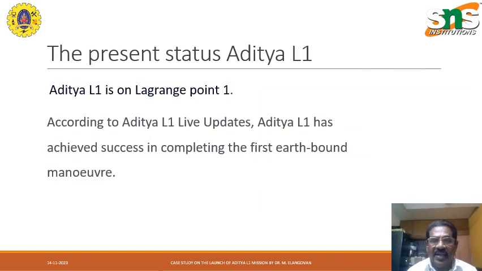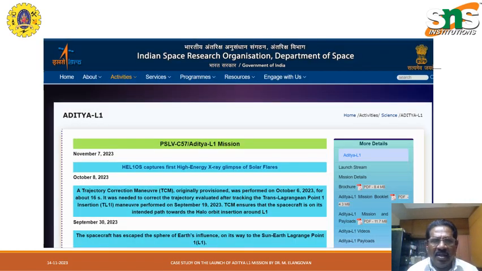and we also went to find out what is the present status of Aditya L1. Aditya L1 is on the Lagrange point 1, and according to the live website given by ISRO, the Aditya L1 has achieved success in completing the first earthbound maneuver. Now, having gone to the website of Aditya L1 of the ISRO Department of Space, we find that for the Aditya L1 mission, these are the updates that have been given. As and when the mission is progressing, they are releasing such information to the public.